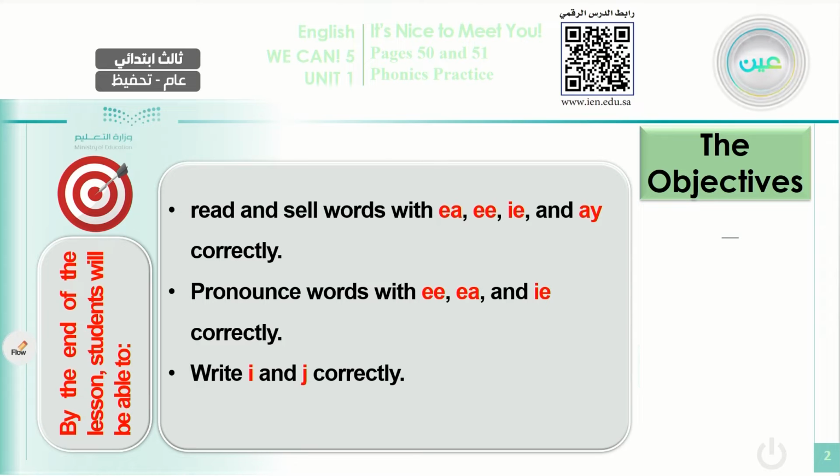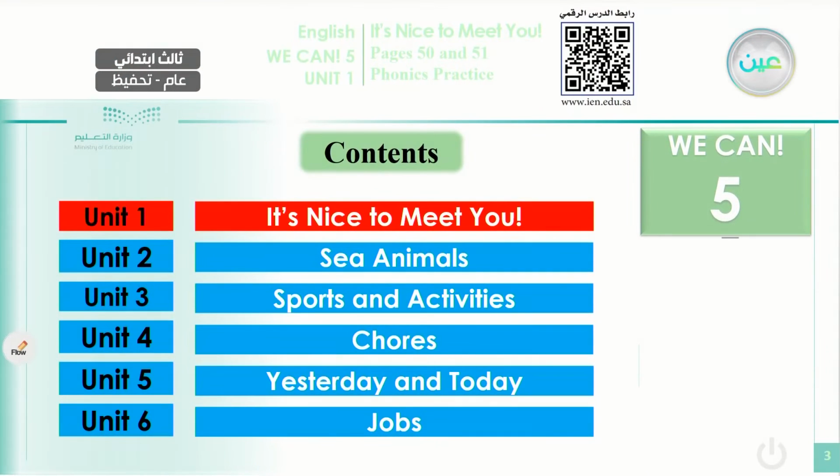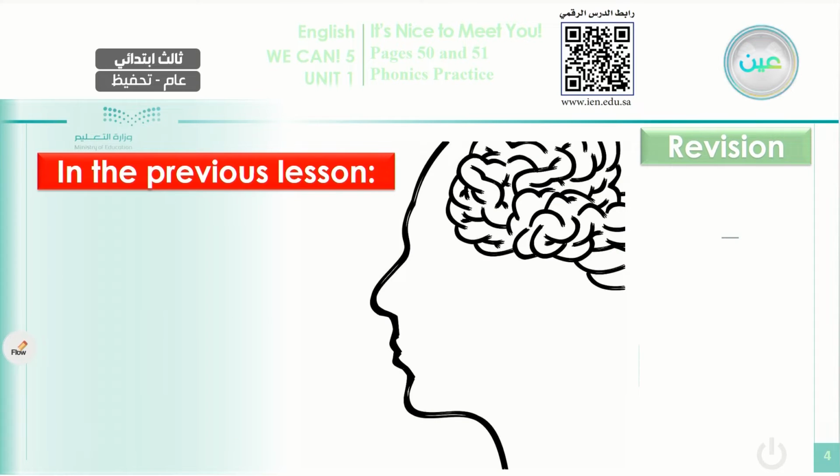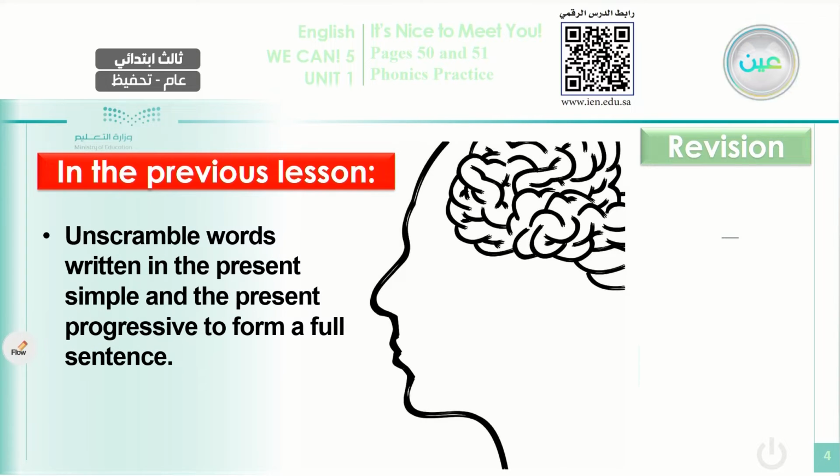And also at the end of the class, we're going to learn how to write the two letters I and J. We are still in Unit 1, and the title of Unit 1, as you know, is It's Nice to Meet You. Okay? And before we start our class, we need to review the previous lesson. You remember in the previous lesson, you learned how to unscramble words written in the present simple and the present progressive to form a full sentence.